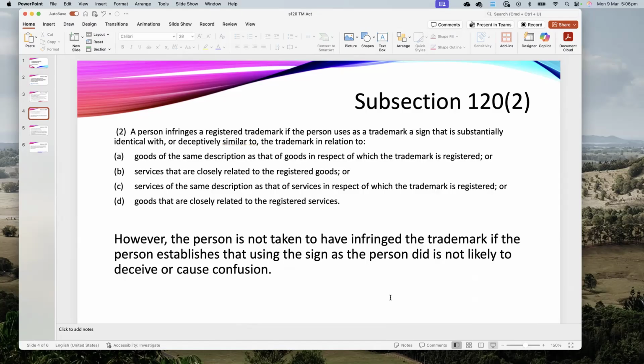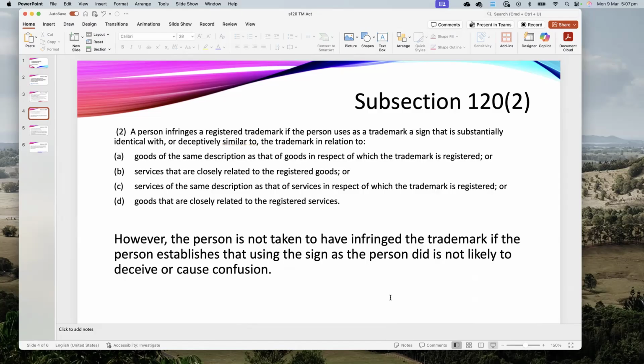So this gives them a little bit more wiggle room, the potential infringer, right? It's kind of like another potential defense that's not in the defenses section. It's actually in the infringement section. It says, they cannot use a sign in trade or commerce that is similar to a registered trademark if they are using that sign on similar or related goods or services to the registered trademark, right? That is an infringement.